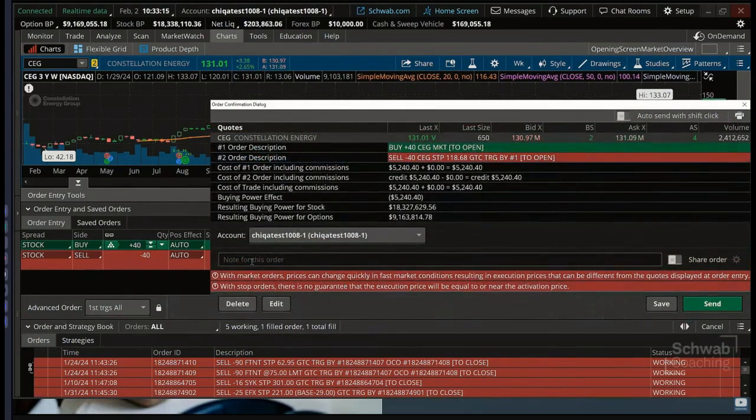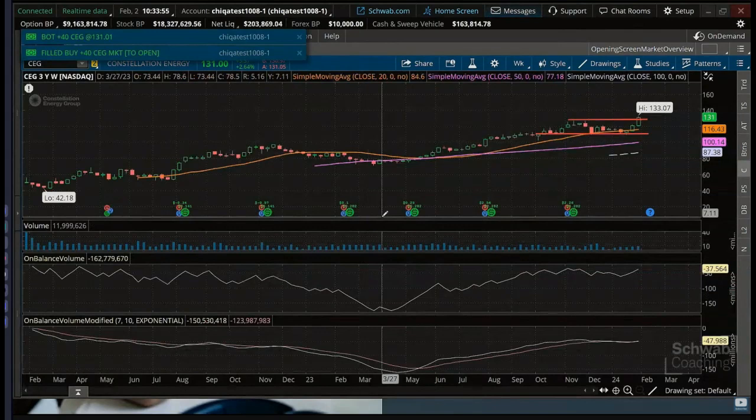All right, so let's put a note in here: based on volume pattern and 10 above 20. All right, so buying 40 at the market, we have a sell stop at 118.68. Again, that's the activation price, so we may or may not get 118.68. We'll get the next available price if that triggers. And there we go, and we're filled.